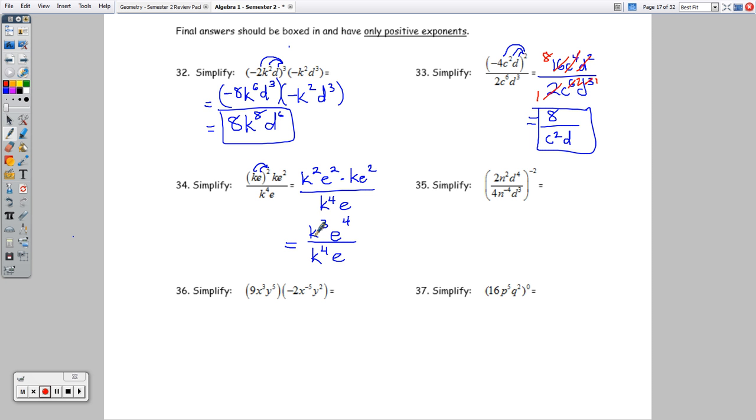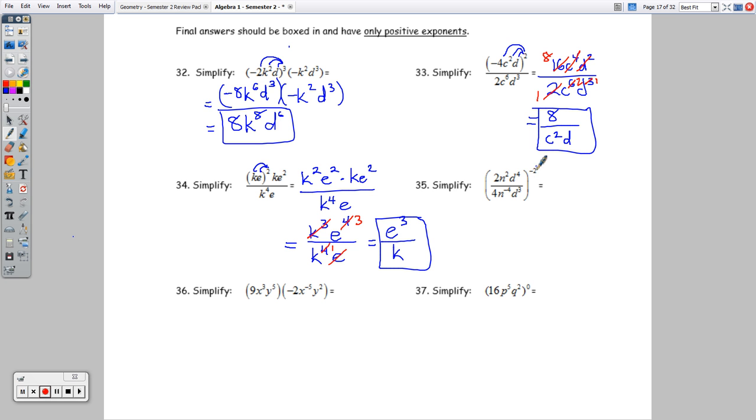Look for the smaller powers. You can cross those out. We got rid of 1 there, so get rid of 1 there. We got rid of 3 there, so get rid of 3 down there. So you're left with e to the 3rd over k to the 1st, or just k.